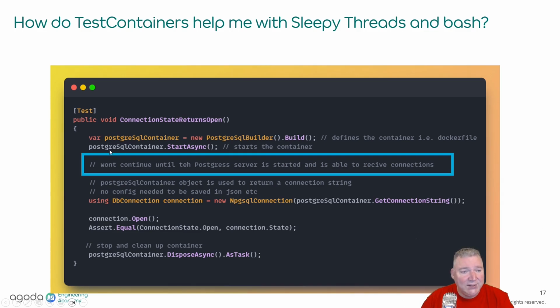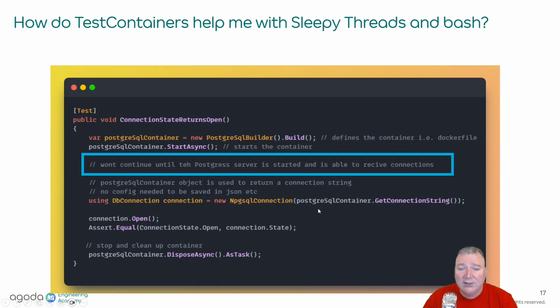It does this start async. I'm missing my await in the example code, sorry. But then this will wait until the Postgres database has started, the port is open, and it's ready to receive connections. So it won't continue onto this line until you've got a container online. So you don't have to put in sleeps or waits or anything like that.